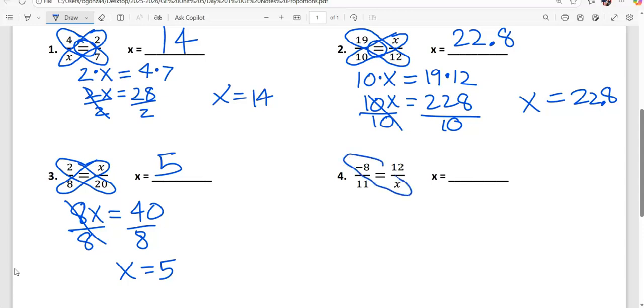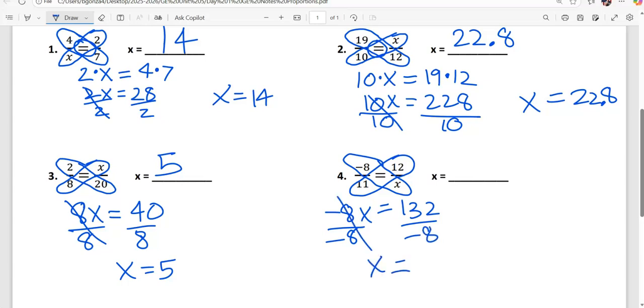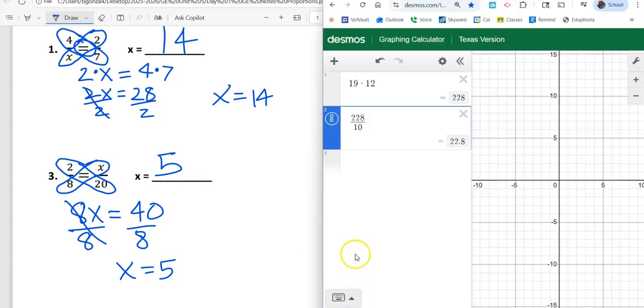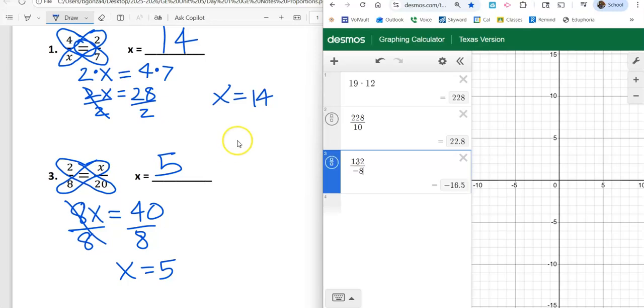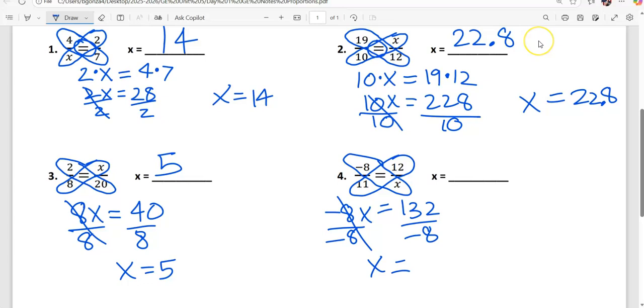Same thing here. Cross multiply and divide. Negative 8 times x is negative 8x. 12 times 11 is 132 if you multiplied it out. Divide by negative 8. Don't forget the negative sign when you have a negative number. So 132 divided by negative 8 is negative 16.5. So don't put positive 16.5 if you mean negative. You got to put that negative sign. All right?